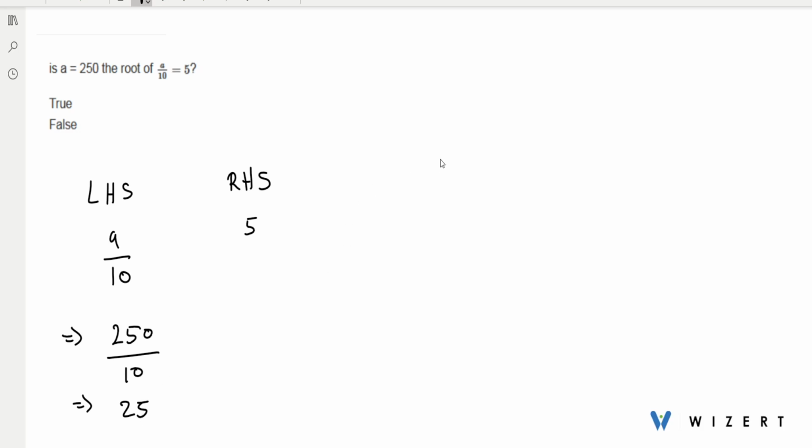So as we can see, left hand side is equal to 25 and right hand side is equal to 5. So left hand side is not equal to right hand side. Therefore, we can say that a equals 250 is not the root of the given equation. Therefore, false will be the required final answer.